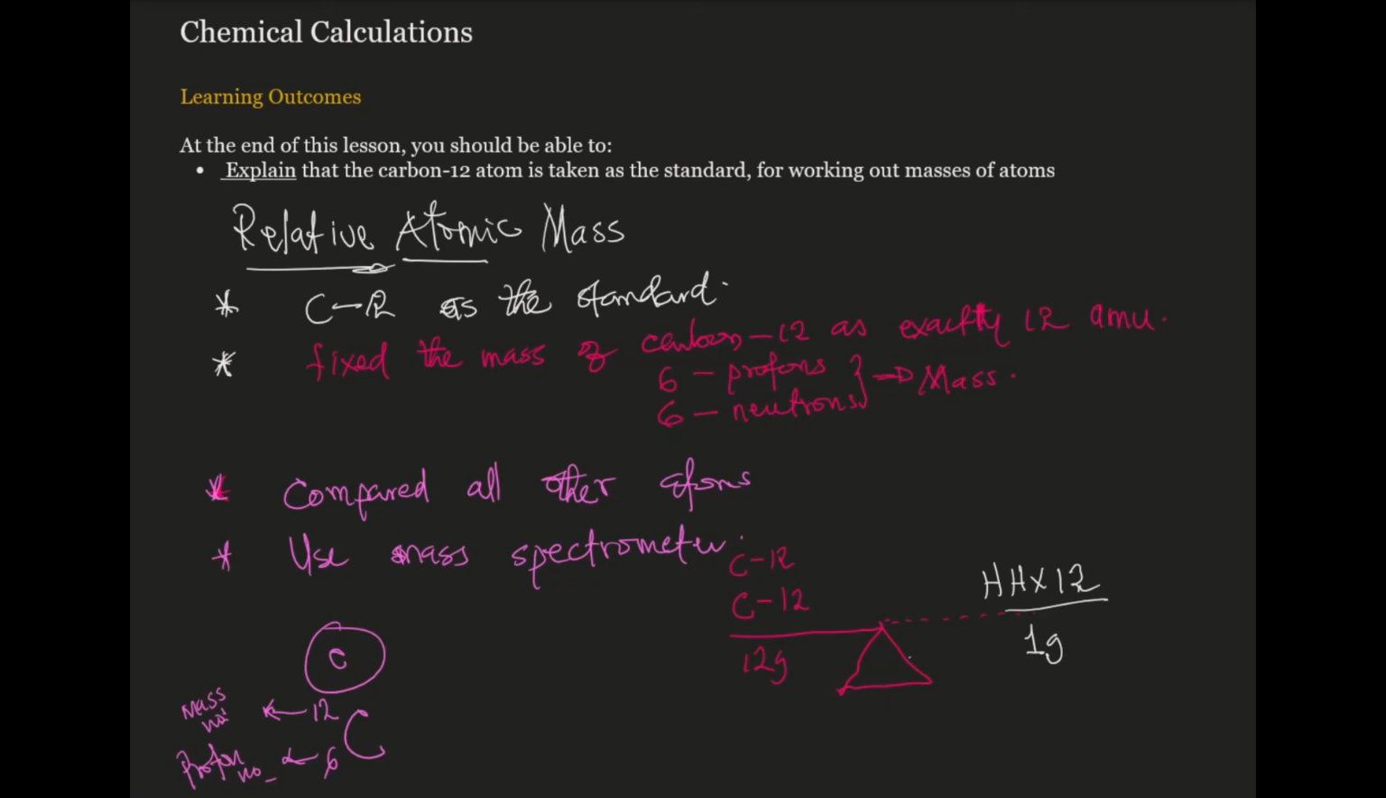So, summary. The Learning Outcome says we should explain how the carbon-12 atom is taken as the standard for working out masses of other atoms. The explanation is that they took carbon-12 as the standard. They fixed the mass of carbon-12 as exactly 12 atomic mass units, because carbon-12 has 6 protons and 6 neutrons. And then they compare all other atoms to this standard using a machine called a mass spectrometer. So with that, you got the masses of all the atoms.